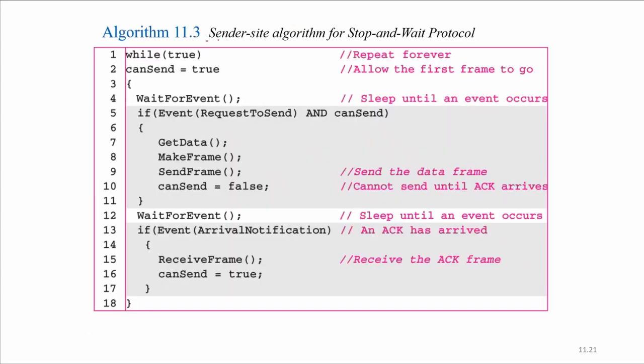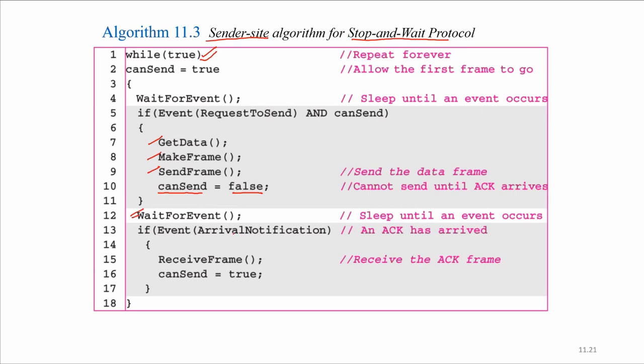So here there is an algorithm at the sender side for the stop and wait protocol. How the algorithm works is: it repeats forever, true for every time. There is a variable canSend equal to true. If canSend is true, it will wait for the event. If the event takes place and canSend is true, then with both high, the data link layer will get the data, make the frame, and send the frame. After sending the frame, it will set canSend to false because it has just sent the frame. So after sending the frame, it can't send another frame now. It will be able to send a frame again only when the acknowledgement is received. So the next step is waiting for the event.